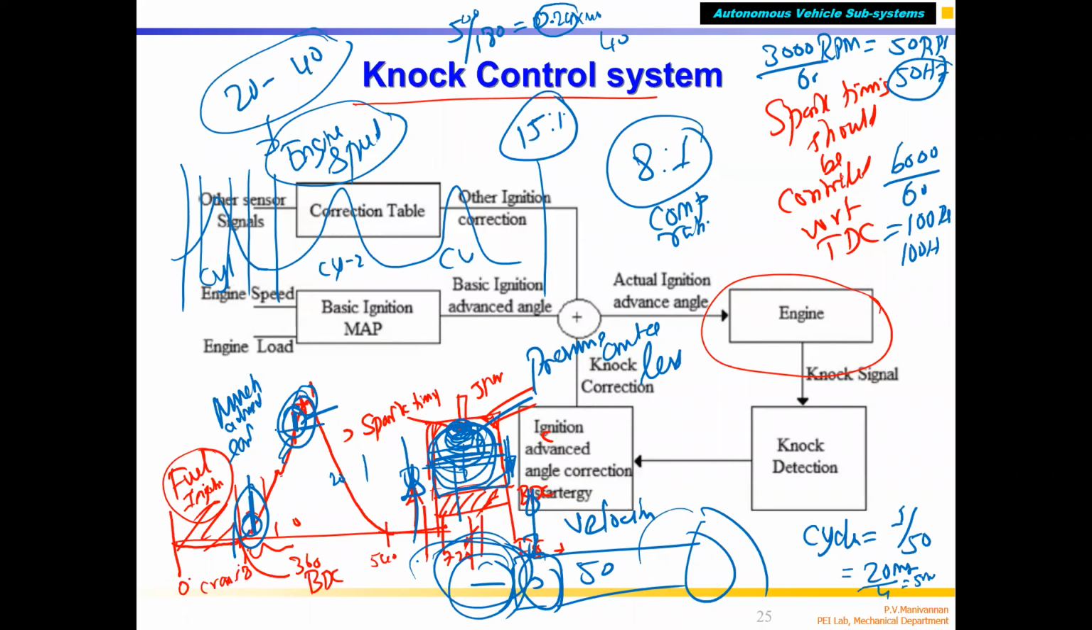Similarly, if you give the spark very close to TDC, combustion will not happen properly. Even if it happens, the piston has already started coming down, so you will not be able to extract the pressure created by the hot gas because the piston is moving down. So you have to give a spark somewhere around 40 degrees, 20 degrees before TDC. That depends upon engine speed, correct? If the engine is running at higher speed, you have to give the spark much more in advance.